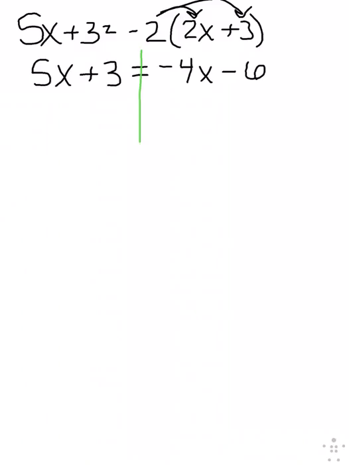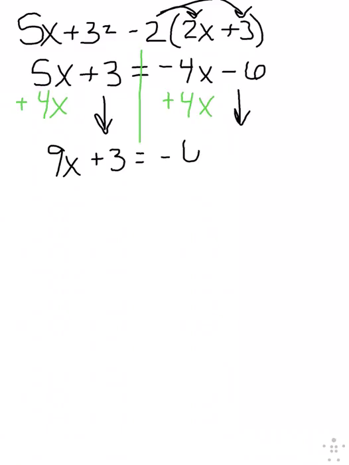5x and negative 4x are on opposite sides. I do the opposite. I do a plus 4x. 5 plus 4 is 9x. I bring down the plus 3, and I bring down the minus 6. Still combining like terms, we do a minus 3, because 3 and 6 are on opposite sides, so we do the opposite. We do a minus 3.